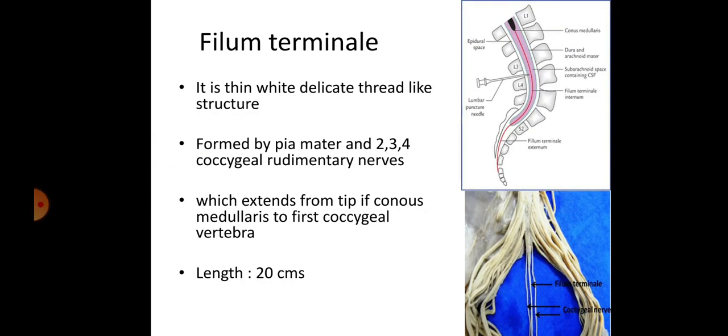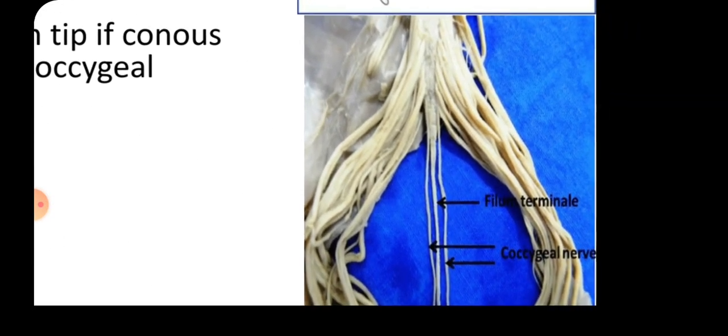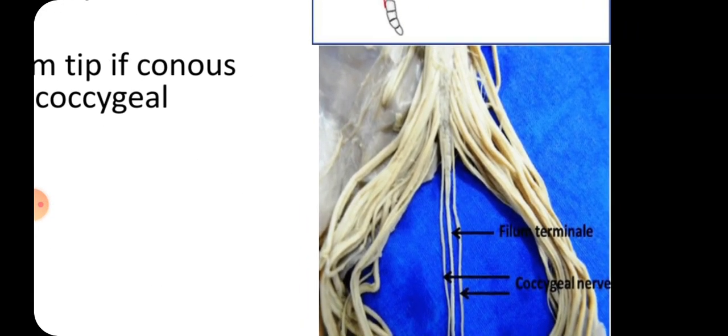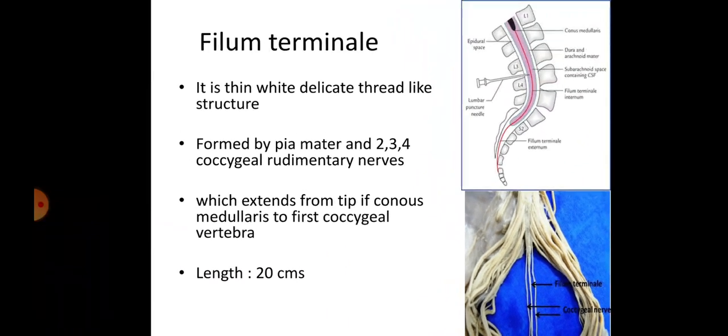See in this picture, the spinal cord is terminated here, but the thin filament continues along with the coccygeal nerves. So this is called filum terminale, and this bunch of nerves together is called cauda equina.